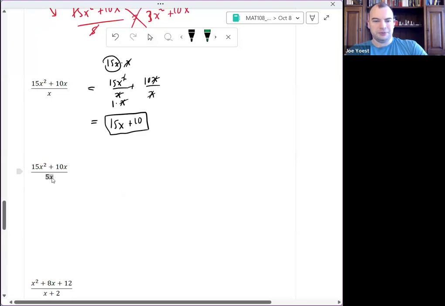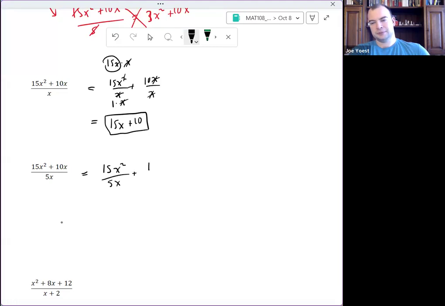What if I had an even more complicated monomial, 5 times x, that I want to divide this by? I do the same thing. The strategy is the same. The details might look a little different. There's quite a bit going on here, so let me take one more intermediate step. 15 I'll write as 3 times 5. And x squared I'll write as x times x. And 10 I'll write as 2 times 5.